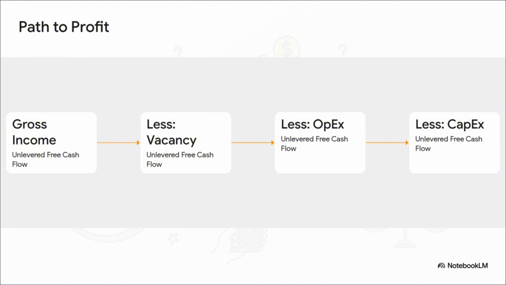That's the dream scenario where every single square foot is rented out. Then we have to get real. We subtract an allowance for vacancy because, let's face it, buildings are almost never 100% full. Next, we subtract all the operating expenses, the day-to-day costs to keep the lights on. And finally, we have to account for capital costs, those inevitable, big-ticket repairs that every building needs eventually.